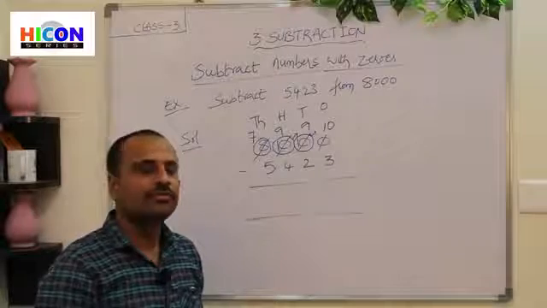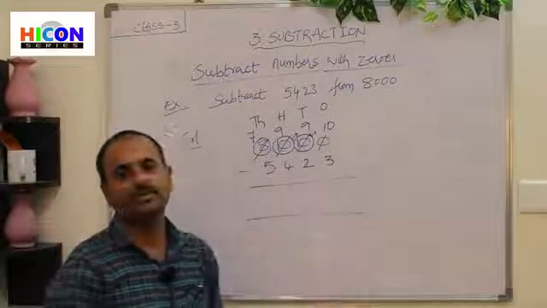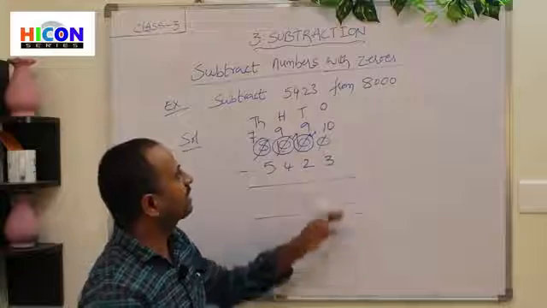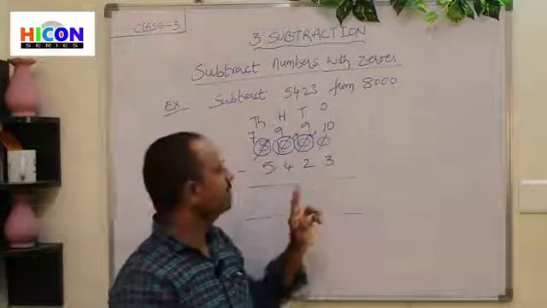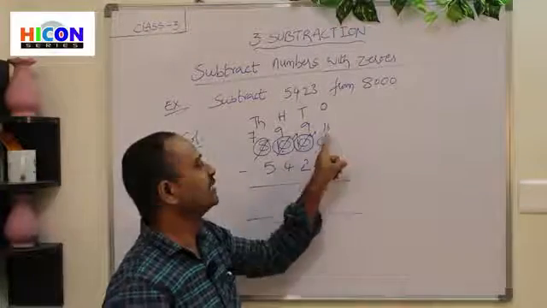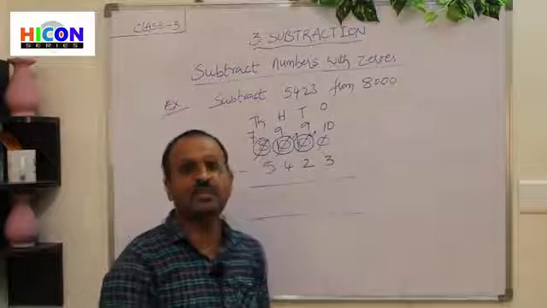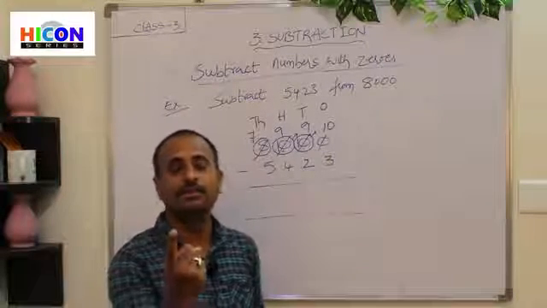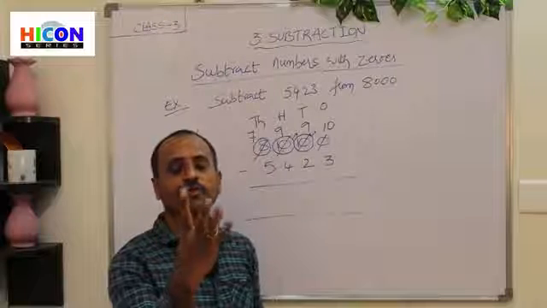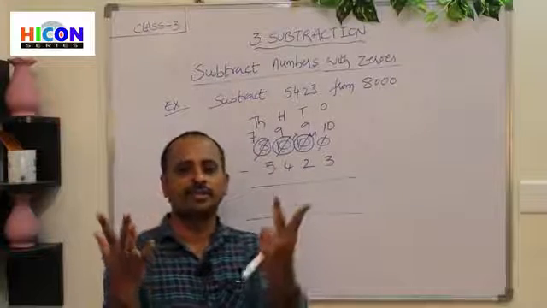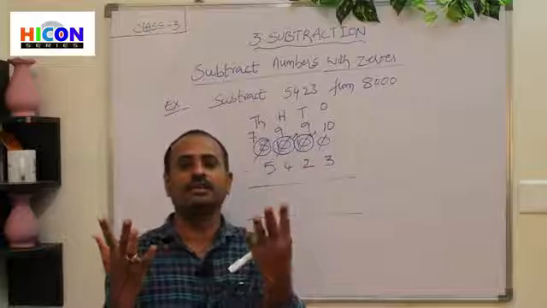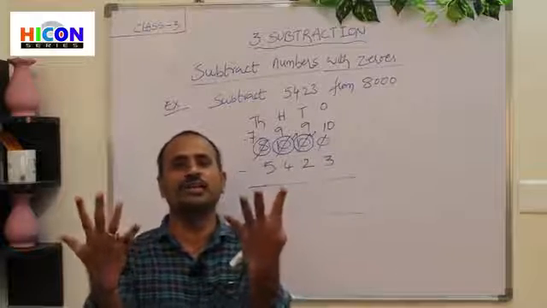So now we will do the subtraction from the ones place. How many ones are there? 10 ones are there. So open 10 fingers of your hand. That is 1, 2, 3, 4, 5, 6, 7, 8, 9, 10. So children, these are the 10 fingers.